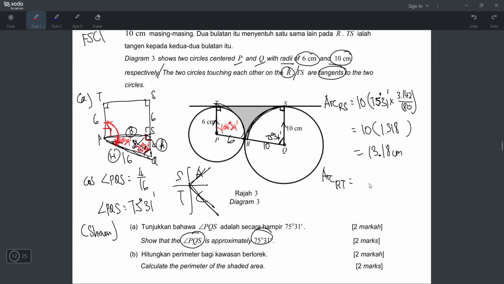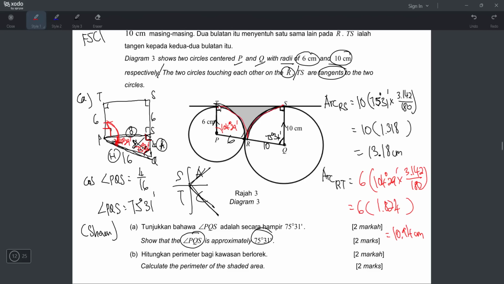Alright, now with the angle, we can find the arc already. So r theta, r is radius 6, theta is 104 degree 29 minutes, but I have to convert to radian. So convert, I have to times 3.142 over 180 lah. Alright, so what is this angle in radian? 1.824 radian. And then times 6, and then you will get 10.94 cm. Okay, so now we are done with both arcs.